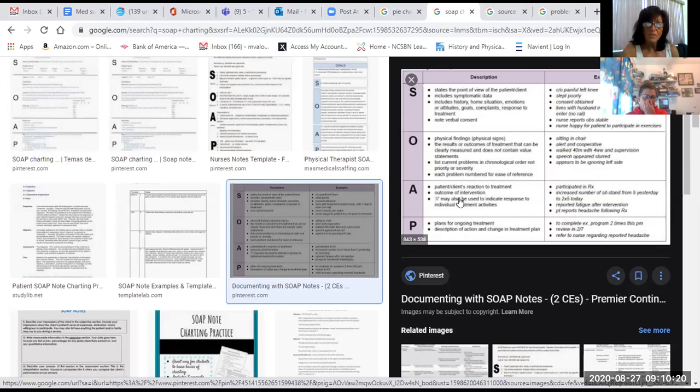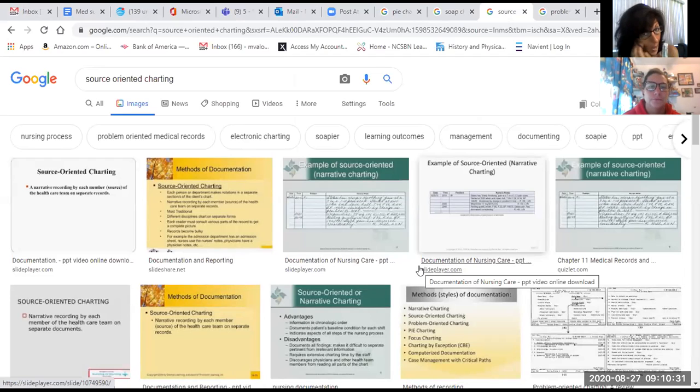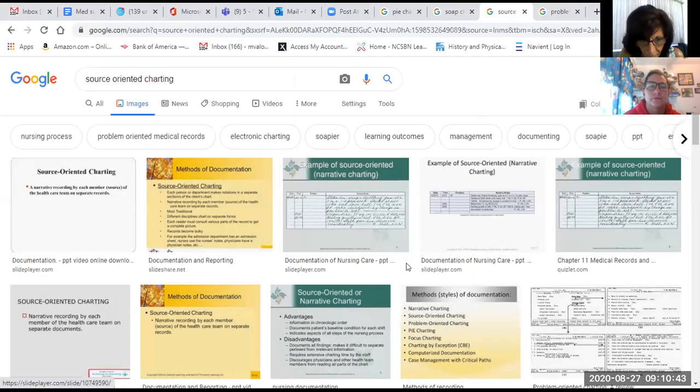So, PIE note, SOAP note, source. I'll show you that. Can you see that screen? Mm-hmm. Oh, okay. And there was one facility, Southern Ocean County Hospital, that used this method, and it sucks. Source-oriented example, let me see.